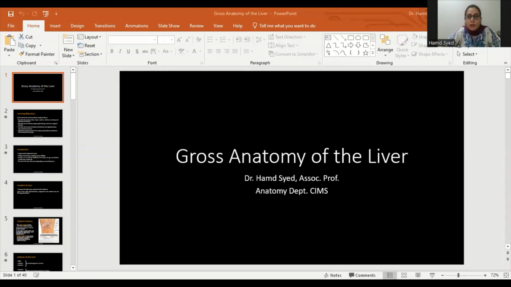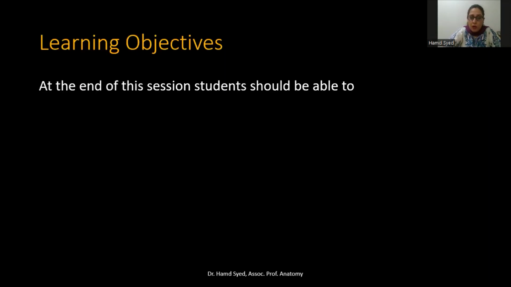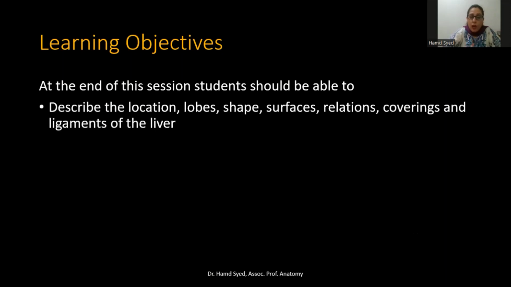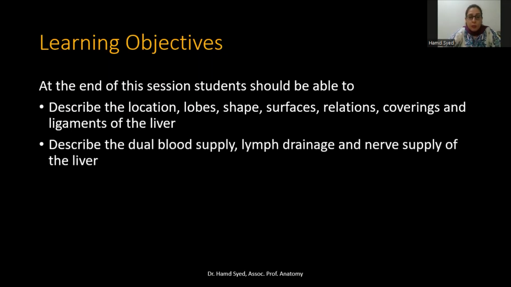Now, we all know that this is a very important gland which performs multiple functions in the human body. So, today's learning objectives regarding the gross anatomy of the liver are that at the end of this session, you should be able to describe the location, lobes, shapes, surfaces, relations, coverings, and ligaments of the liver. Also, the dual blood supply, its lymph drainage, and nerve supply.